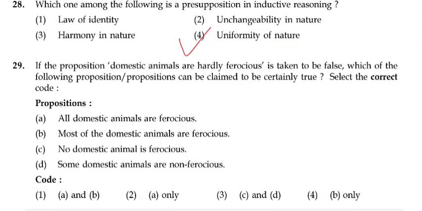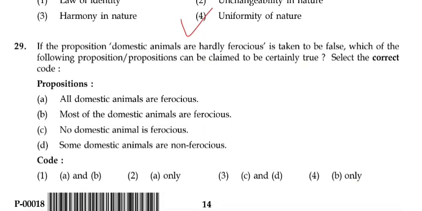29. If the proposition "domestic animals are hardly ferocious" is taken to be false, which of the following proposition or propositions can be claimed to be certainly true? Select the correct code. Propositions are: A. All domestic animals are ferocious. B. Most of the domestic animals are ferocious. C. No domestic animal is ferocious. D. Some domestic animals are non-ferocious. Options: A and B, A, C, D, B.